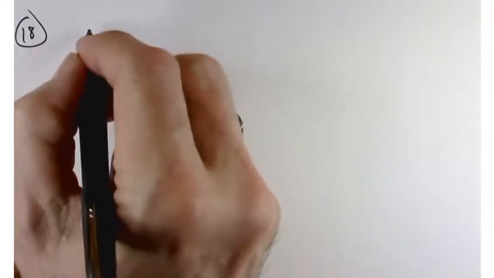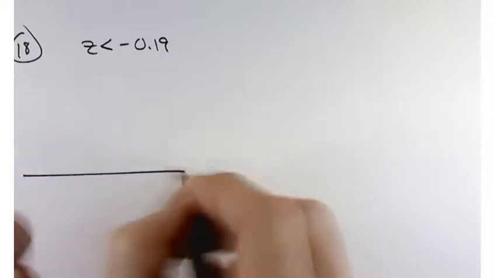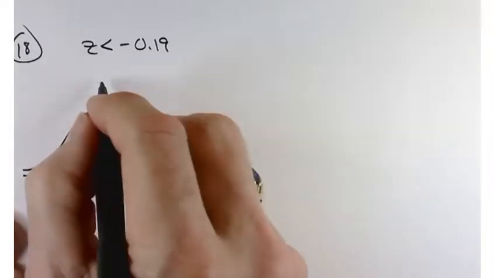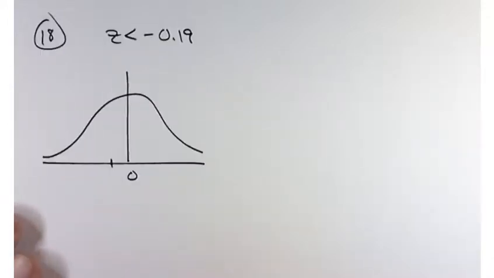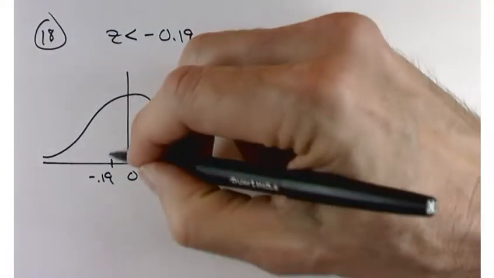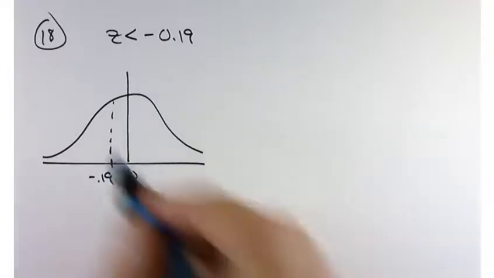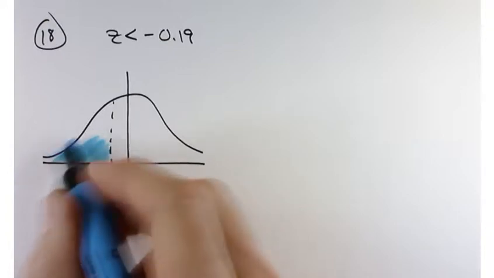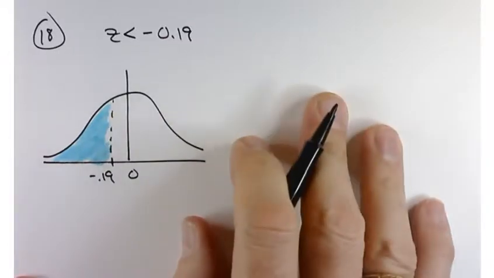This time I want the area to the left of negative 0.19. So in the center of my distribution is 0. Negative 0.19 is a little bit to the left of that. Does this probability have to be less than 0.5 or greater than 0.5? Less than, because I want this area to the left.